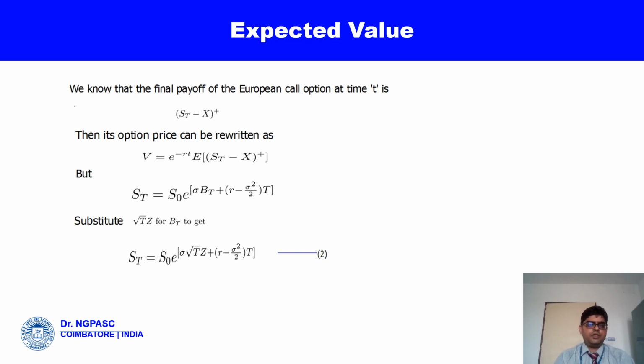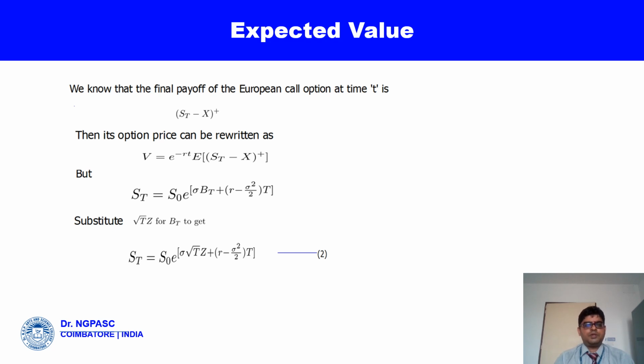At some time t, let S suffix t be the price of the stock, whereas X is the exercise price. We will exercise that particular call option only if we get a profit. That is, the stock price at that time must be greater than the exercise price. Then only is it possible to exercise the call option. So assume that it has profit. Therefore, we can exercise that option.